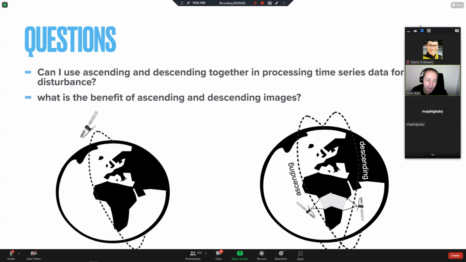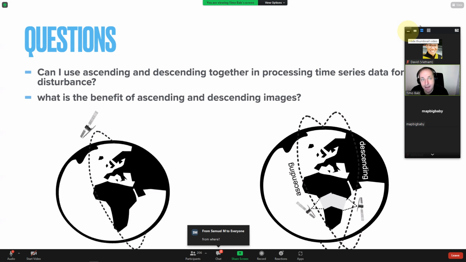while in a descending orbit. That is just the way the images get acquired. That's the way the satellite works. Now, in that sense, it's not designed to have a benefit. That's how it is. However, one benefit that you have is that you can see the same scene from two different angles, which can be quite beneficial.